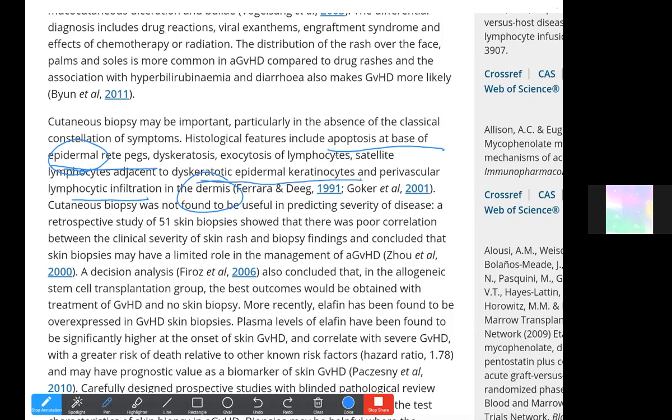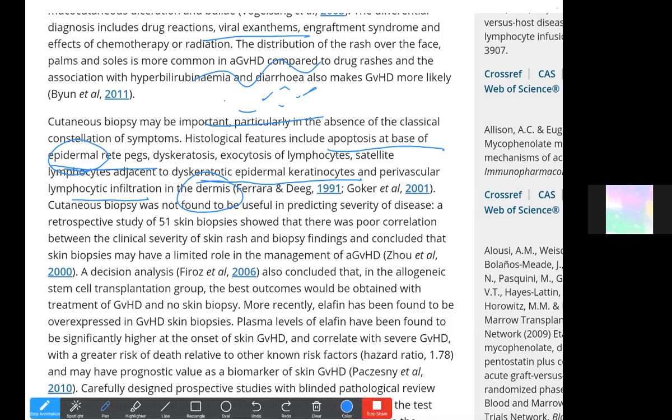So basically, if you look at the skin, this is the epidermal layer and this is the dermis. In the dermis, there would be lymphocytic infiltrates, and in the epidermis, there would be dyskeratotic epidermal keratinocytes, and at this interface, at the junction between the epidermis and the dermis, there would actually be this apoptosis.